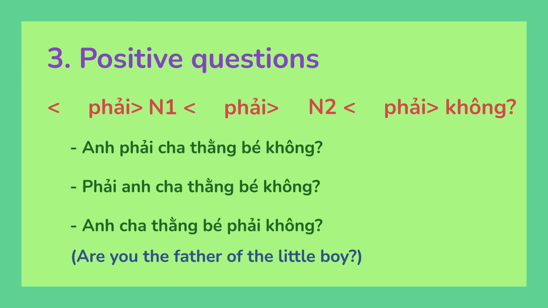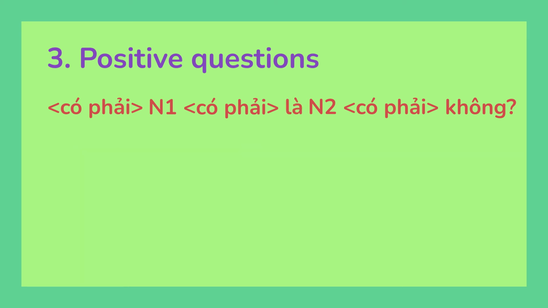And you could also combine with the optional words có or là to create up to 10 combinations. But remember that the word có should be before the word phải, whereas the word là should be between two nouns. For example, có phải em là nhân viên mới không? Em là nhân viên mới, có phải không?